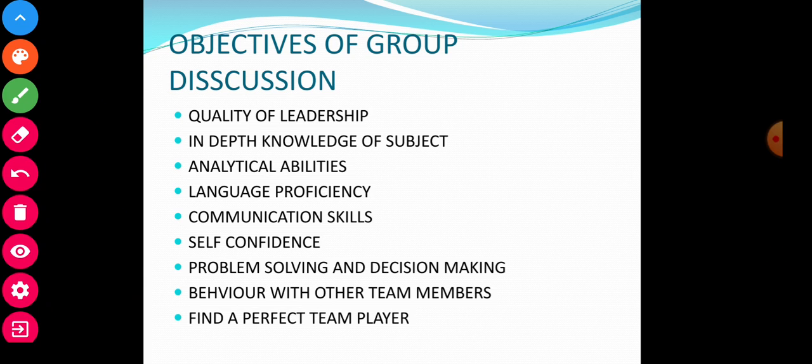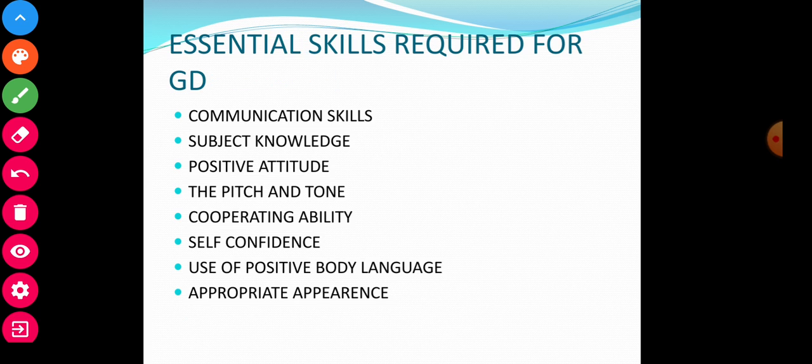Whenever you are speaking in front of any group, your self-confidence is also required to speak and finish your sentences. How you solve the problem, because in group discussion problems are also there. Some candidates are not allowing you to speak, some candidates are over-dominating. So how you solve problems, what is your decision making, what is your behavior with your team members, and most importantly, in most work any organization requires a team player. So a group discussion has the objective of finding a perfect team player.